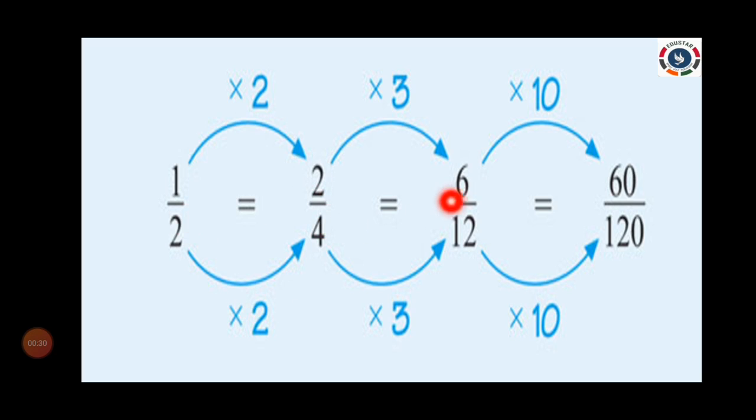Then next, what is given here? 6 by 12. What you multiply by 2 to get 6 here? 2 threes are 6. So what you multiply in the numerator, the same value you use in the denominator. So 4 threes are 12. Here 60 by 120 is given. What you multiply by 6 to get 60 here? 10. 6 tens are 60. So the same number is used to multiply in the denominator: 12 into 10, 120. So all these values are equal. If you simplify, you will get the answer 1 by 2. So this is the equivalent fraction.